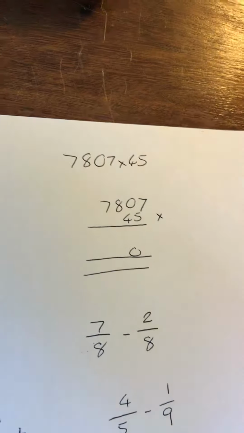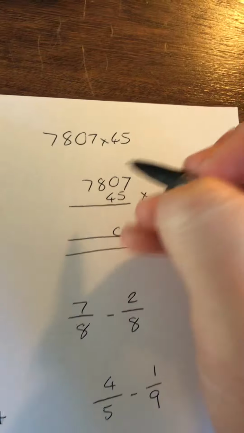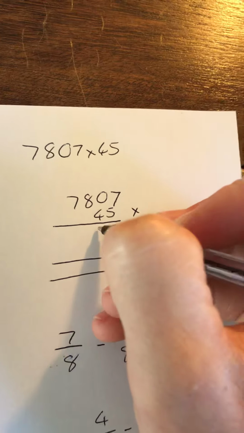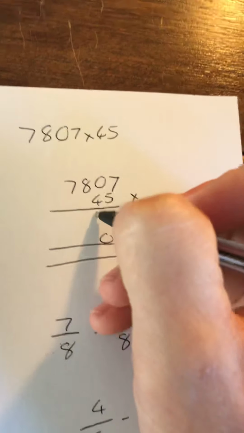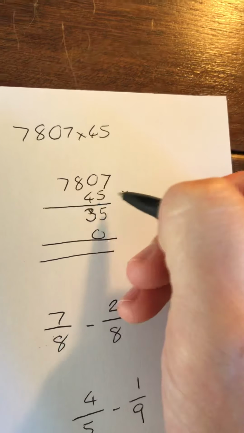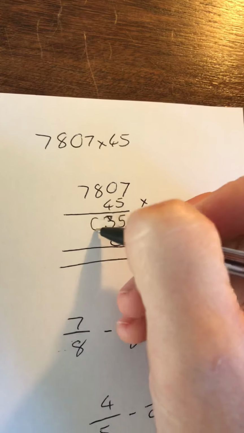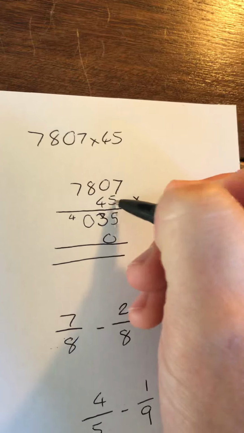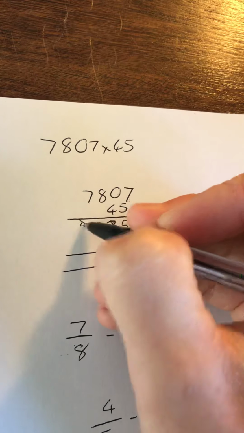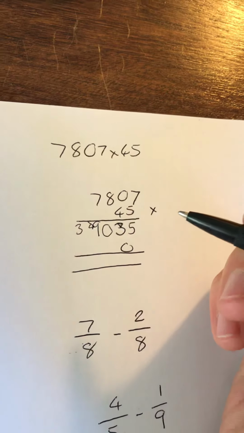Long multiplication then, so I've laid it out with 0 the hero there. It's 35. 5 times 0 is 0, add 3 makes 3. 5 times 8 is 40, so 0 and carry the 4. 7 times 5 is 35, add the 4 makes 39.